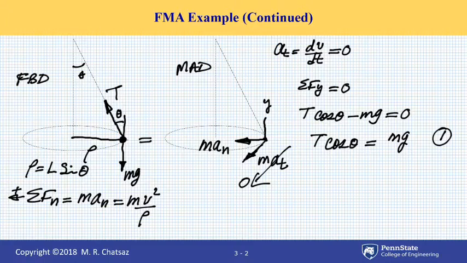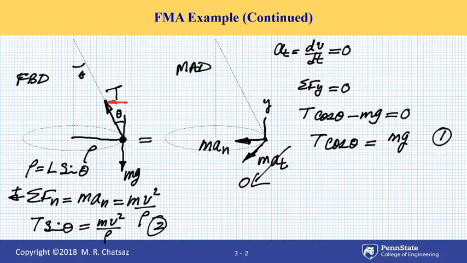So if I write this equation in normal direction on the free body diagram, I see that the normal component of force, the component of tension, is in normal direction opposite to the angle theta. Therefore, left side of this equation is T sine theta, and right side of this equation is m v squared over rho. Let this be called equation 2.